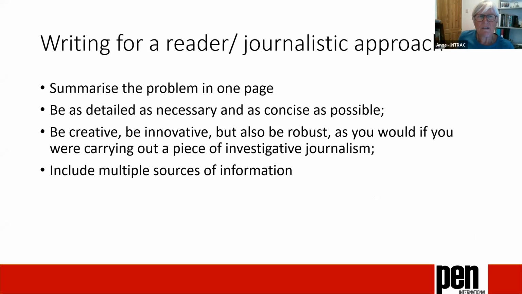Okay. So the first method, this writing for a reader, or what is known as a journalistic approach, is you need to summarize the problem on 1 page. Be as detailed as necessary, but also as concise as possible. Don't make it so long that people get bored by the 3rd page. Be creative, be innovative, but also be robust as you would if you were carrying out a piece of investigative journalism. And then include multiple sources of information in your written summary, because if it's only from one person, people will question the validity of your information.